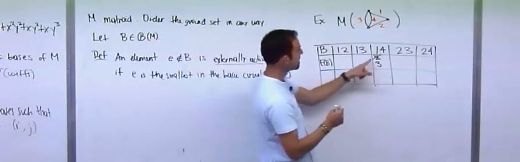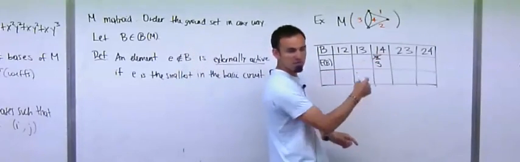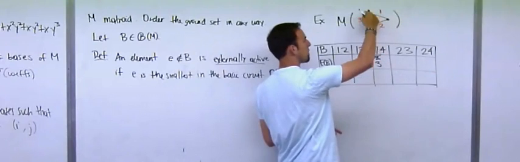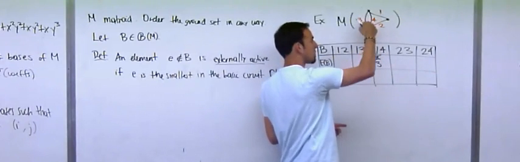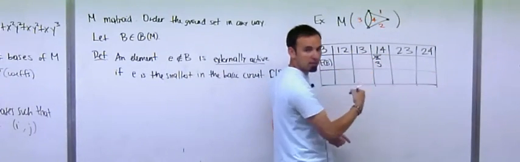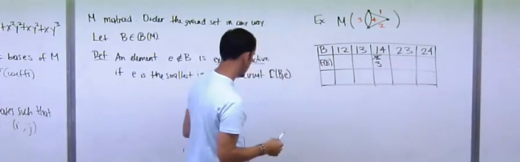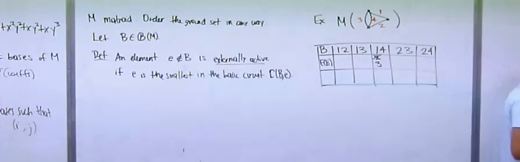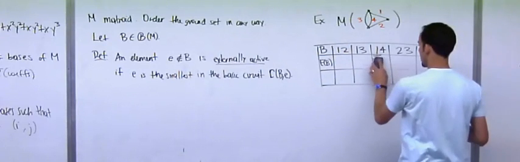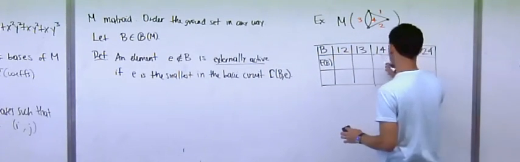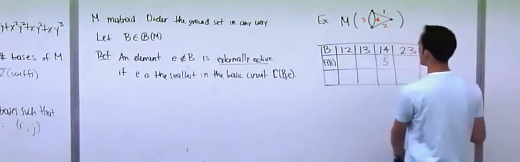When you add 3 to 1 and 4, what is the circuit that you form? You have 1, 3, and 4, so the circuit that you form is 3 and 4, and the smallest guy there is 3. So this guy is externally active. Okay. So that's what you do. And you get that 3 is externally active and 2 is not.